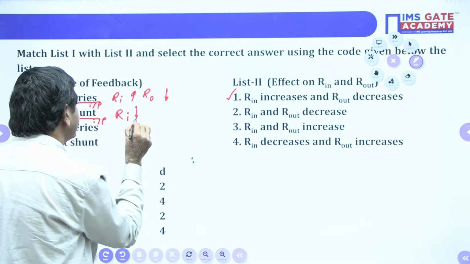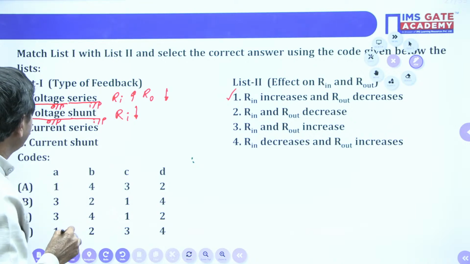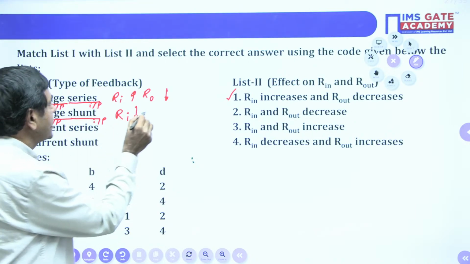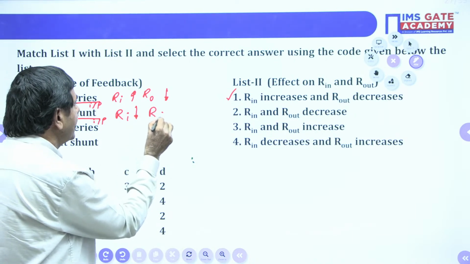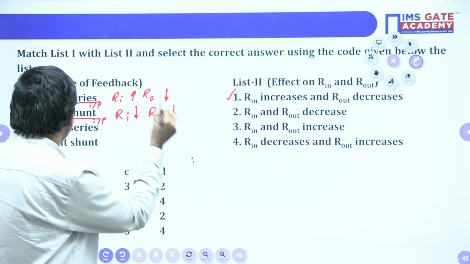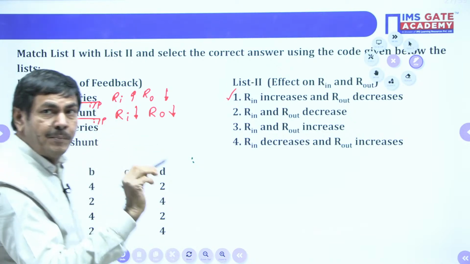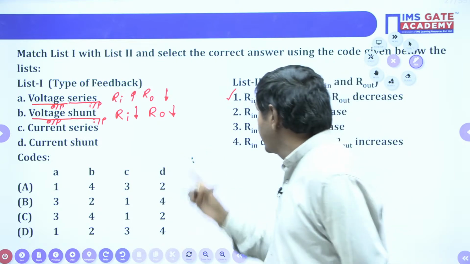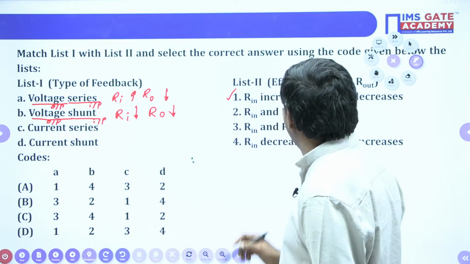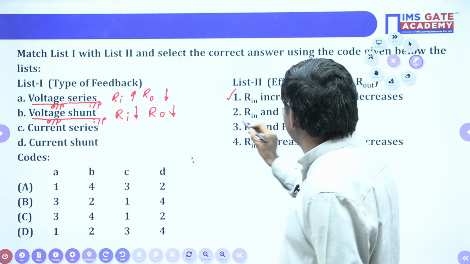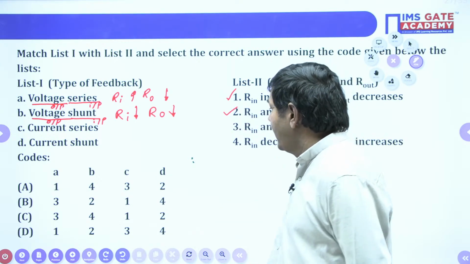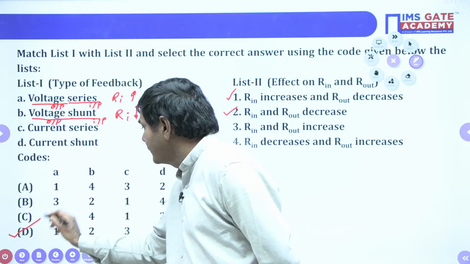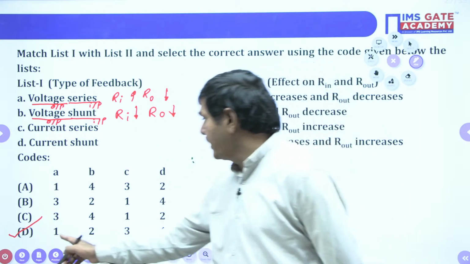And what does voltage mean? I said shunt connection only. In the shunt connection, R naught also decreases in parallel. Voltage indicates parallel, and in the parallel connection the output resistance decreases. That's why I can write which option is correct here: R in and R out decreases. Yes, the second one is correct, 100%. That is option D. We can say directly, 1 and 2 are what we get here.